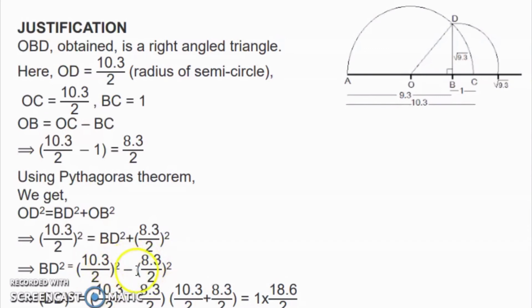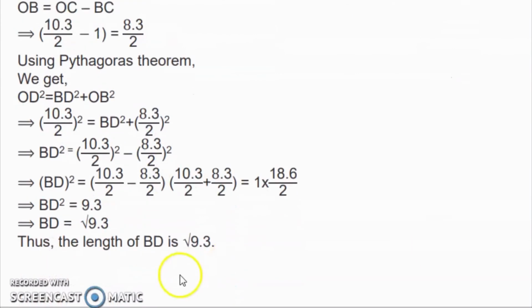Now this can be further evaluated with the help of the identity (A plus B) into (A minus B). So that is (10.3 by 2 minus 8.3 by 2) into (10.3 by 2 plus 8.3 by 2). So when I solve this, I will get BD square as 9.3, or BD will be equal to the square root of 9.3. So that is how we have justified the construction.